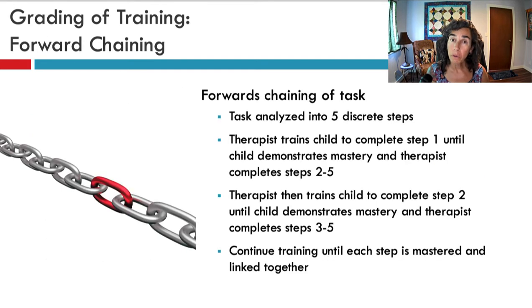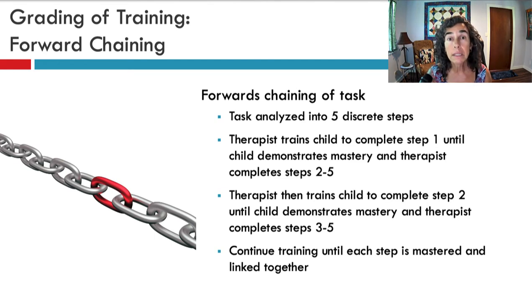Contrast that with forward chaining, right? So forward chaining, as you can imagine, is just the opposite. Task, 5 steps, the child completes step 1. Therapist does steps 2 through 5. Then the therapist trains the child to complete steps 1 and 2. The therapist does 3 through 5, etc., until each step is mastered, and then they're linked together.